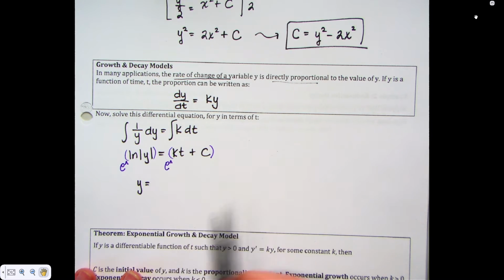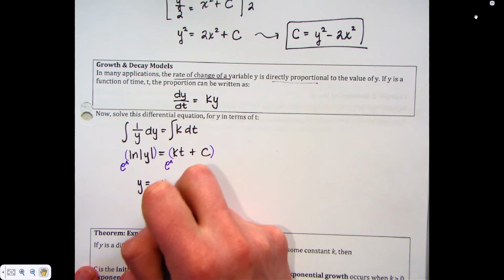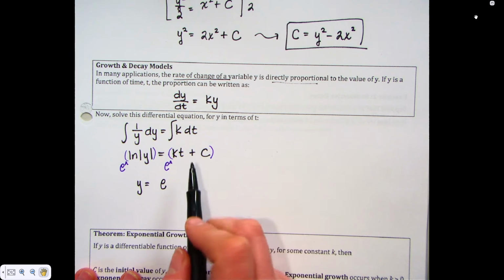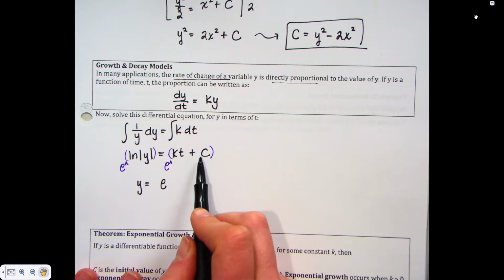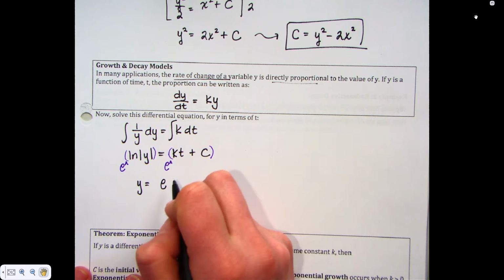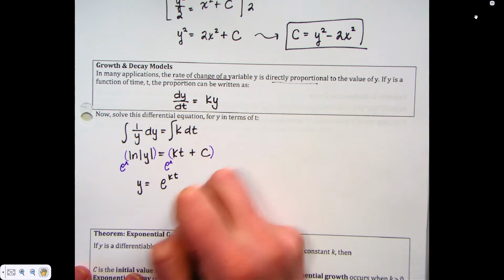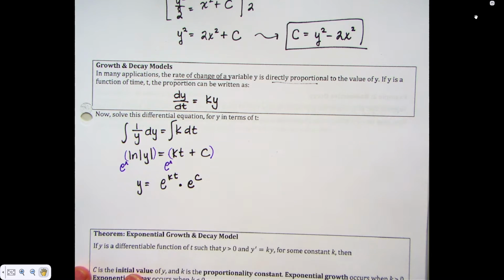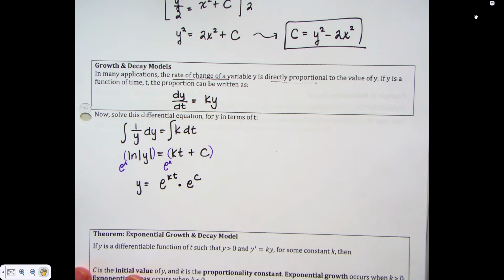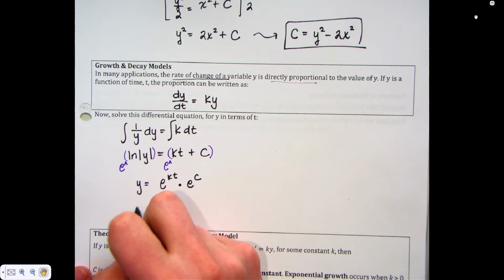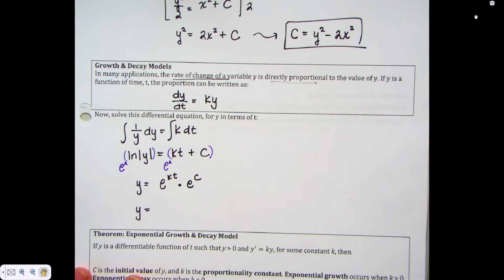On this side, I would have e, and remember, you add powers if you're multiplying like bases. So watch this trick. Instead of writing e to the kt plus c, I'm going to write e to the kt times e to the c. Still equivalent, because if I wanted to put them back together, I would add the powers and I'd be right back where I came from. And then I can rewrite this one more time.